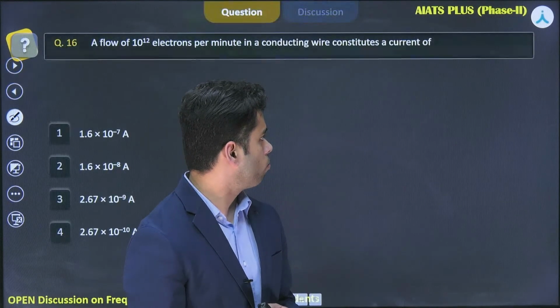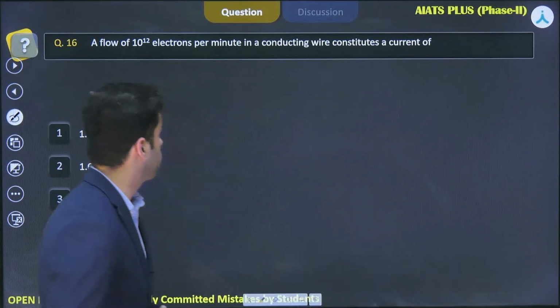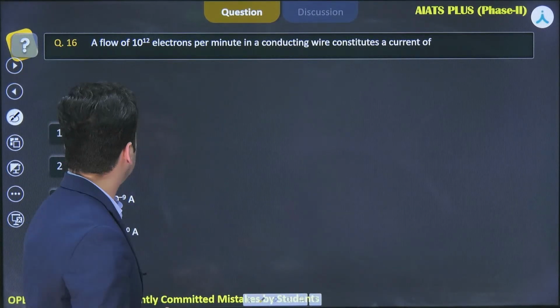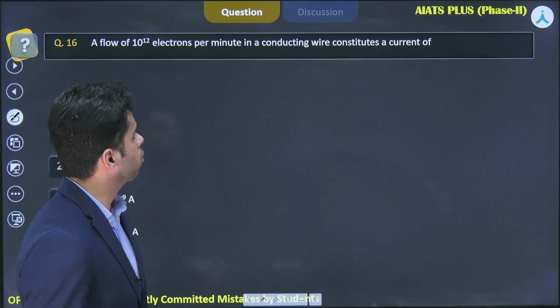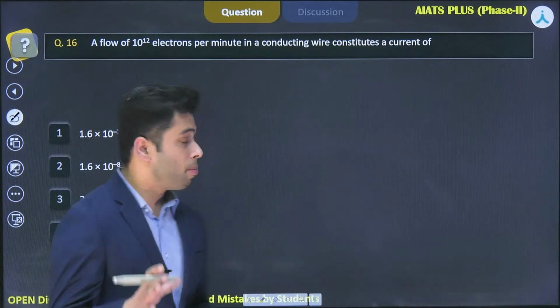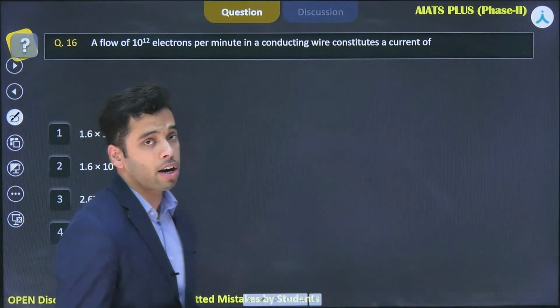And there you go, right in front of you. It is problem 16 of the original paper and is based on the chapter of current electricity. It says that a flow of 10 raised to the power 12 electrons per minute in a conducting wire constitutes a current of. So you have been given that 10 raised to the power 12 electrons per minute in a conducting wire constitutes a current of.